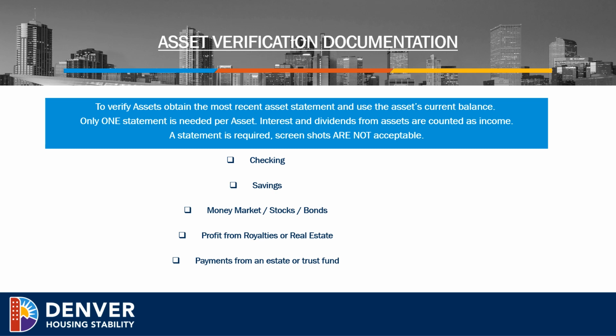Asset verification documentation. To verify assets, obtain the most recent asset statement and use the asset's current balance. Only one statement is needed per asset. Interest and dividends from assets are counted as income. A statement is required. Screenshots are not acceptable. Examples of assets are checkings, savings, money markets, stocks, bonds, profits from royalties or real estate, and payments from an estate or trust fund.